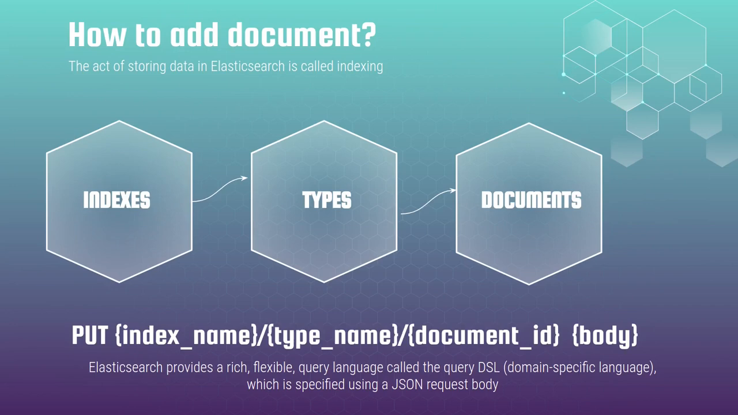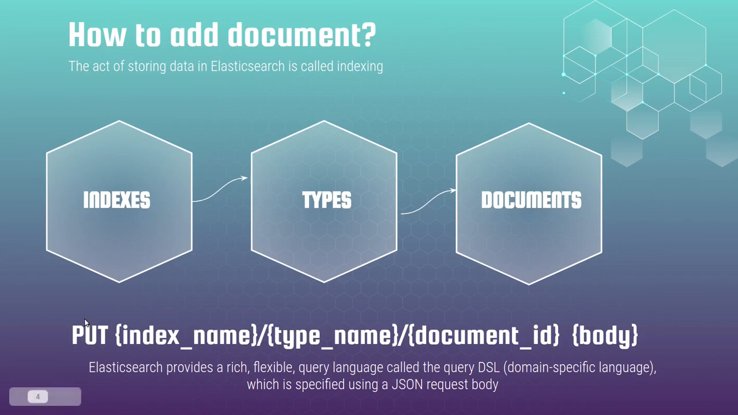Before doing it, we have to understand the Elasticsearch data architecture. At the first layer we have indexes. We are organizing our data in indexes. Every index can have a lot of different types of documents, and every type of document can have many different documents inside. And below you can see an example of how we can add a document.